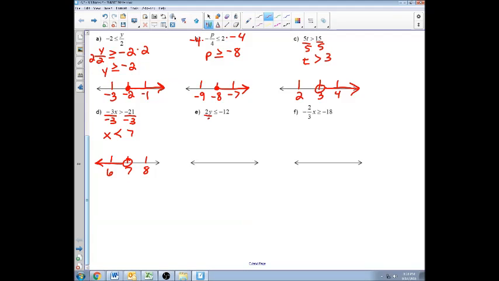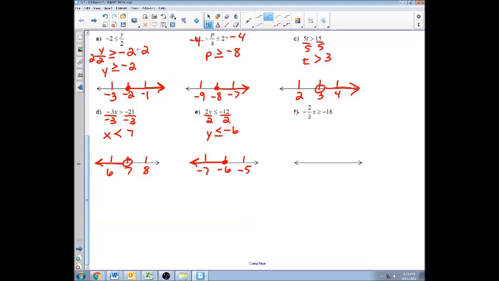Part E, I'm going to divide by 2. I did not divide by a negative 2, so in this case my sign will stay the same. Negative 12 divided by positive 2 would be negative 6, so I would have negative 7, negative 6, negative 5. It is less than or equal to, so it will be a closed circle at negative 6, and I can follow my sign because my variable's on the left.